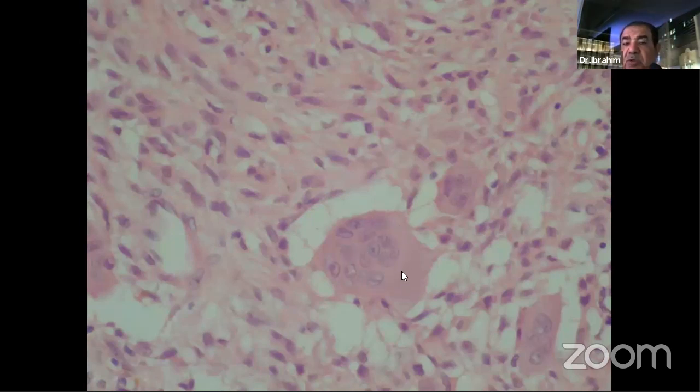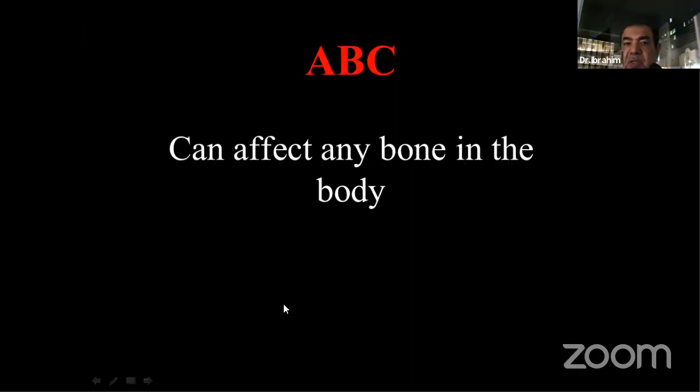These are the ones that resorb the bone, and probably this is why the bone is resorbed, because it's being activated and getting the bone resorbed and forming cyst. So this is the typical histology of aneurysmal bone cyst. Thank you.